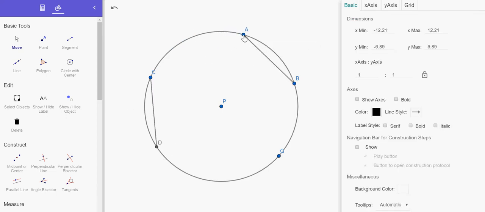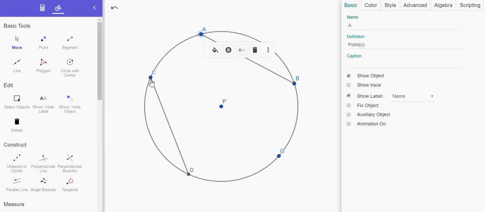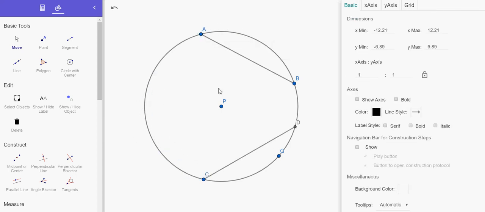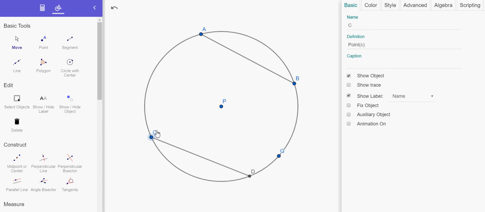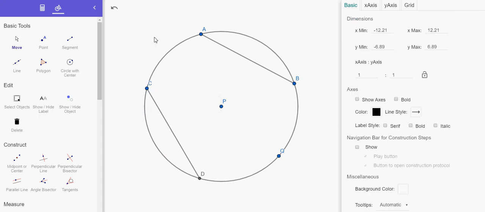The first thing I want you to notice is that these two chords being congruent determine congruent arcs. And so this is the first theorem we're going to prove about chords and arcs in a circle. In a circle, congruent chords determine congruent arcs, and vice versa. In a circle, congruent arcs determine congruent chords.